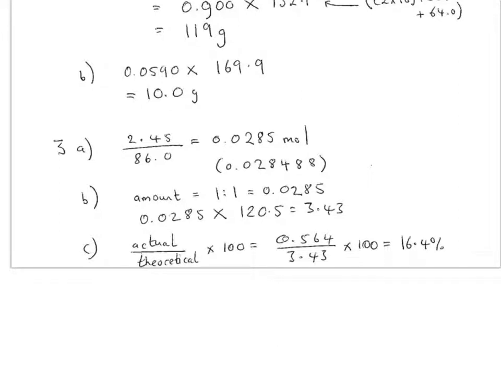Calculate the percentage yield, given that the actual mass is 0.564. The actual mass divided by theoretical mass times 100 equals the percentage yield. 0.564 divided by 3.43 grams times 100 equals 16.4% yield.